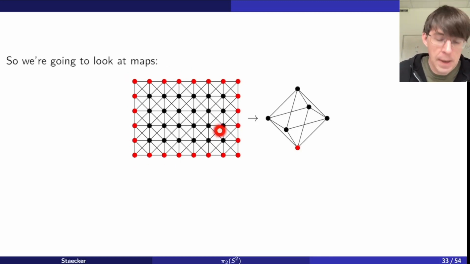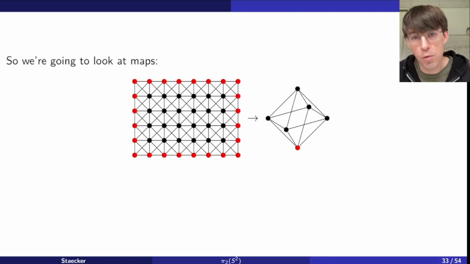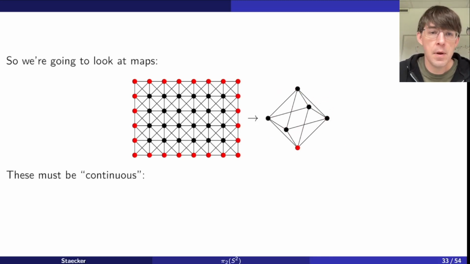So these are the types of functions that we're going to look at. Any function from a rectangle, now it could be a small rectangle or a big rectangle, but it has to be some rectangle where all the boundary maps down to the south pole here. And I'm always going to use this specific graph. The rectangle might be bigger or smaller, but where it maps into is always going to be this just 6-point octahedral graph. All right.